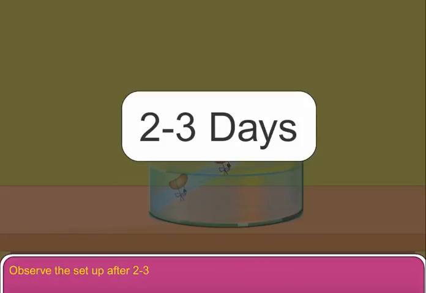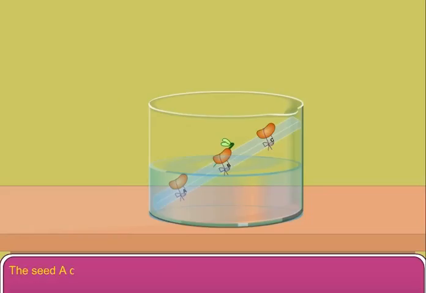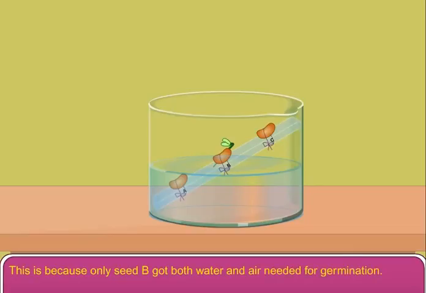Observe the setup after 2 to 3 days. The seed A does not germinate. Seed C does not germinate. Seed B shows germination. This is because only seed B got both water and air needed for germination.